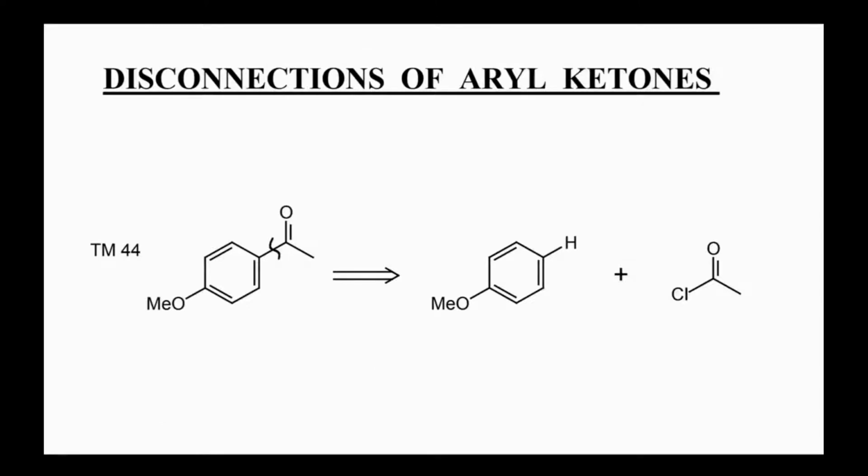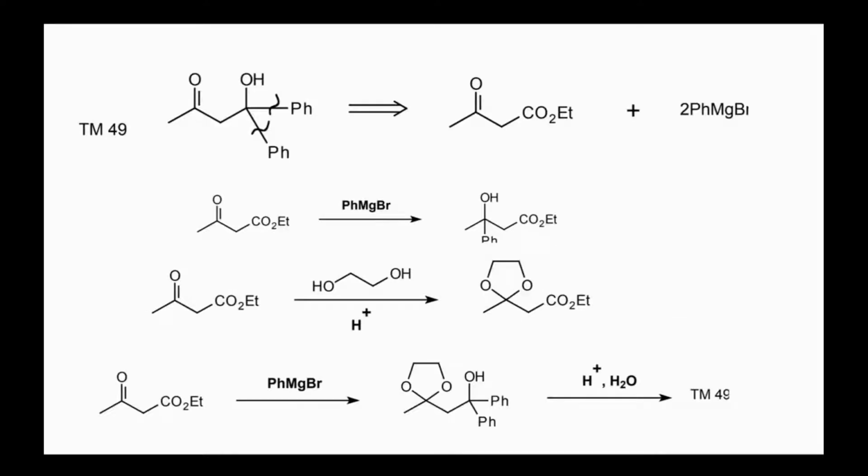Okay, let's move on to the next strategy, that is disconnection of aryl ketones. So you can prepare aryl ketones via Friedel-Crafts acylation. So you disconnect the CC bond and then you reconnect it by using acid chloride as a starting material, or its electrophilic center, and then this benzene as a nucleophilic center. This is for the disconnection of aryl ketones. Let's move on to the next example.